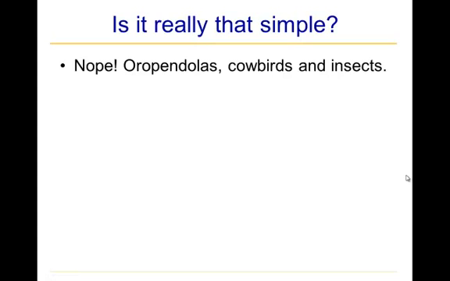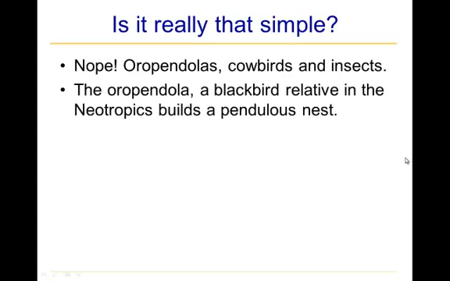And then we're going to give you an example from South America of oropendulas, which are relatives of blackbirds, which build these long hanging nests, cowbirds, which are birds which parasitize nests, and two types of insects, wasps and flies, bot flies in particular. So let's go through the players one by one.